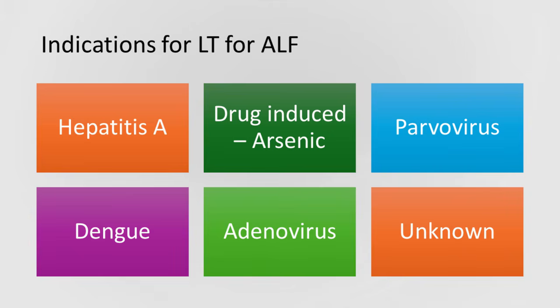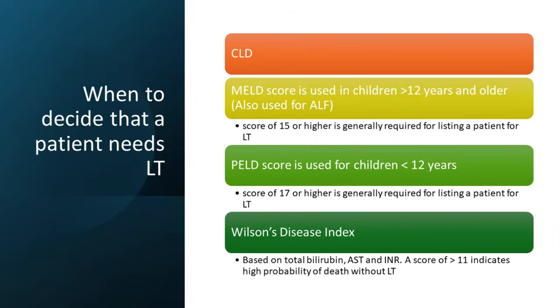So that was about ALF, but in a chronic liver disease, when do you decide a child needs transplant? You have certain scoring systems that help you to make a decision. So in children more than 12 years, you look at the MELD score. In children less than 12 years, you look at the PELD score. Then in case of Wilson's, you look at the Wilson's disease index. So these are various scoring systems that tell you what is the mortality if the transplant is not done.